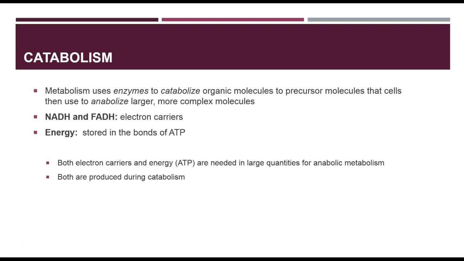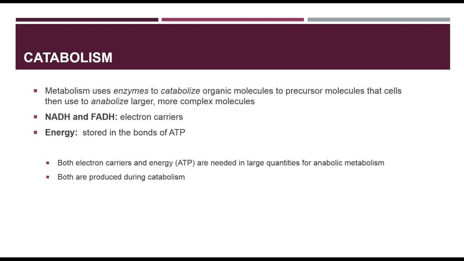So, catabolism. We talked about catabolism earlier in mini lecture 7.1. Catabolism is a form of metabolism that uses enzymes to break down organic molecules. We're talking about large organic molecules into their precursor or monomer molecules. Cells are then going to use those products from catabolism to anabolize larger, more complex molecules. So remember, catabolism is breaking down large molecules into smaller molecules, and anabolism is building molecules from their smaller component parts.